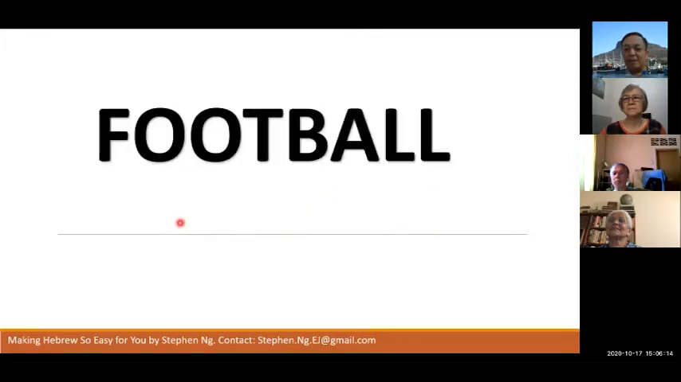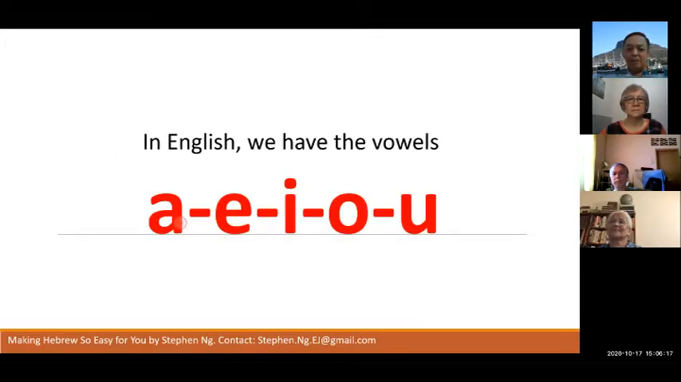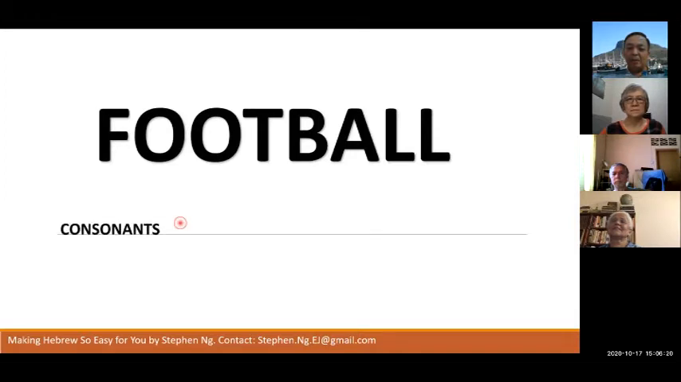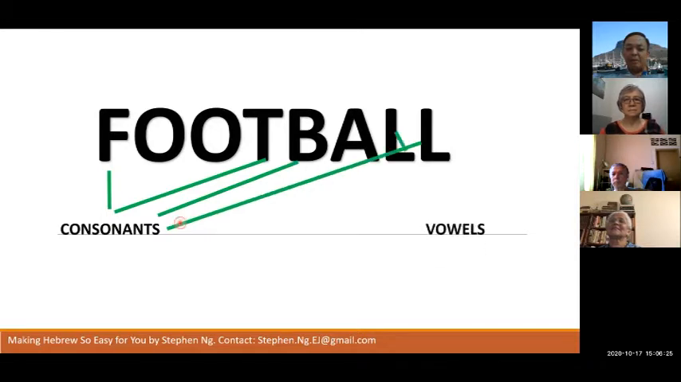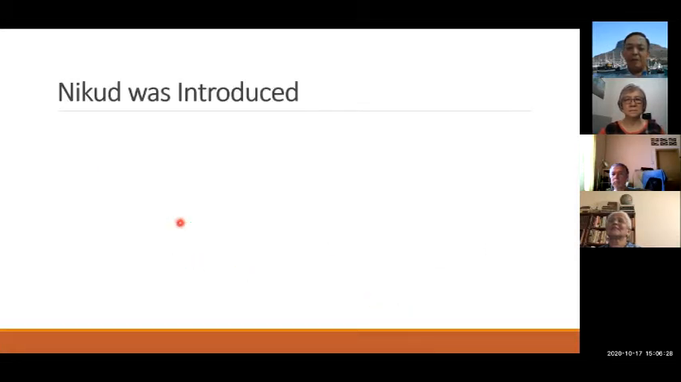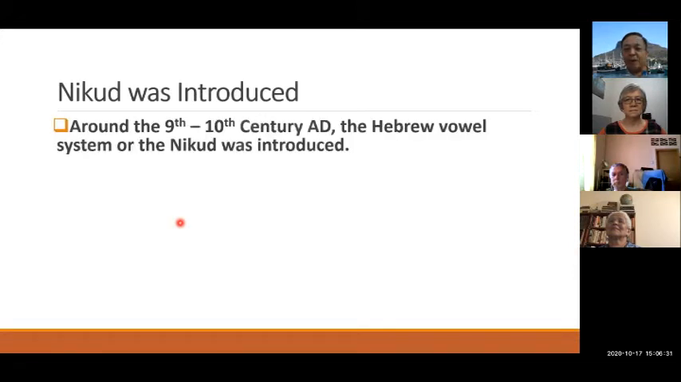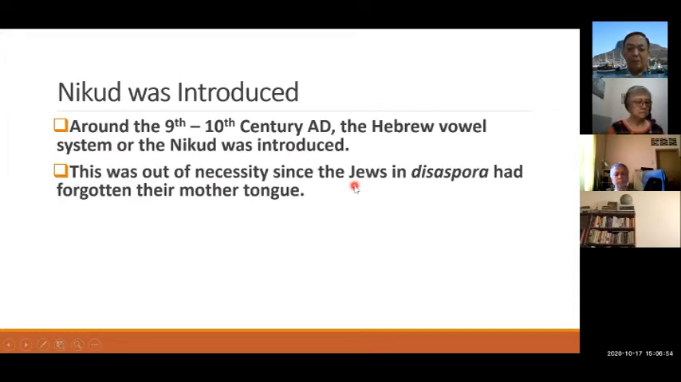Now, the vowel system, as I said just now, also follows the A-E-I-O-U vowel system. Like the word football actually consists of consonants, and it consists of vowels as well. So when the Nikud was introduced, it was to help people who did not understand Hebrew to learn to read Hebrew. It is also helpful for us because we are non-Jews. We want to learn Hebrew, and we need this kind of vowel system to help us to learn. That is why the Nikud is very useful.